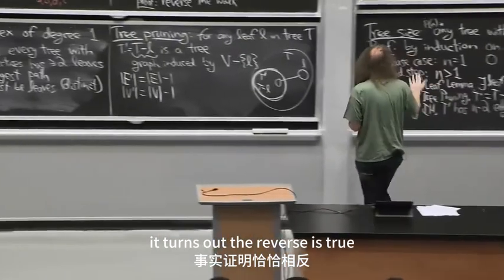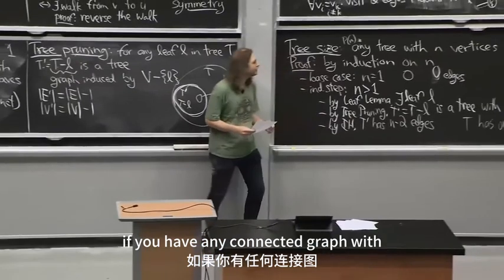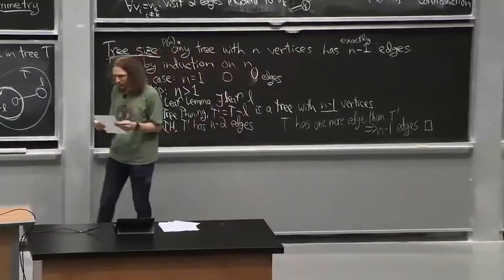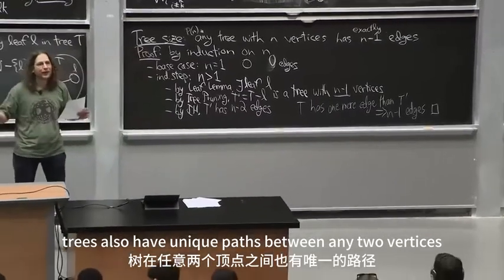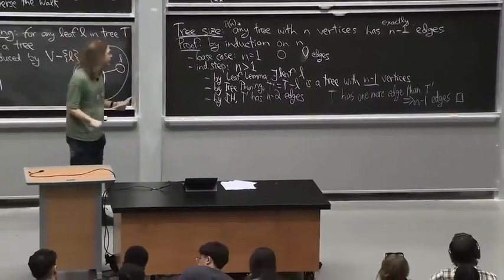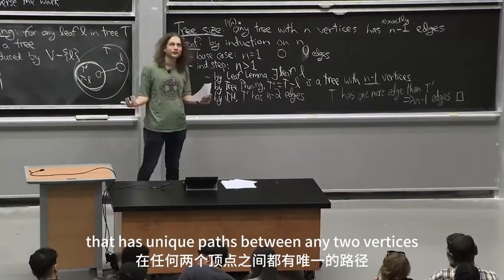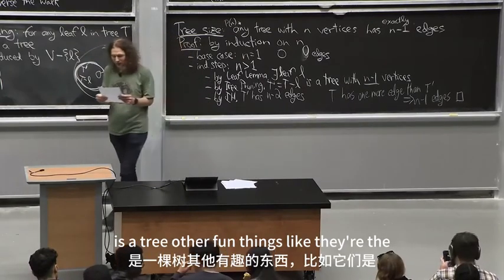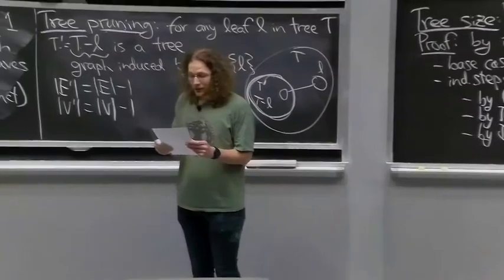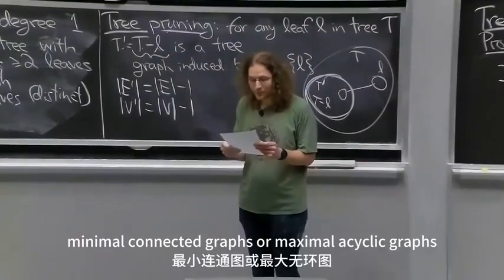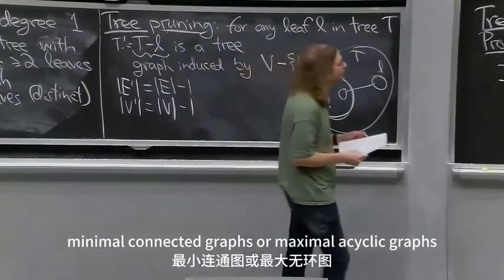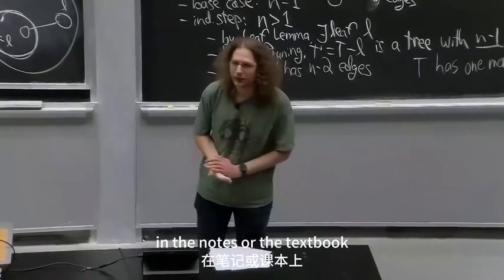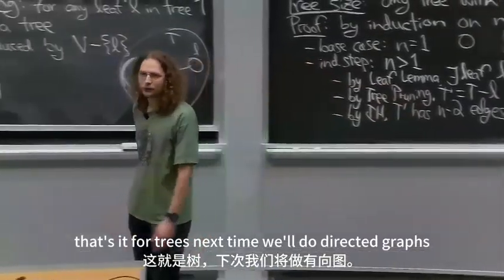It turns out the reverse is true. If you have any connected graph with one fewer edge than vertex, it must be a tree. Trees also have unique paths between any two vertices, and any graph that has unique paths between any two vertices is a tree. Other fun things like they're the minimal connected graphs or maximal acyclic graphs. Lots of fun properties which you can find in the notes or the textbook. That's it for trees. Next time we'll do directed graphs.